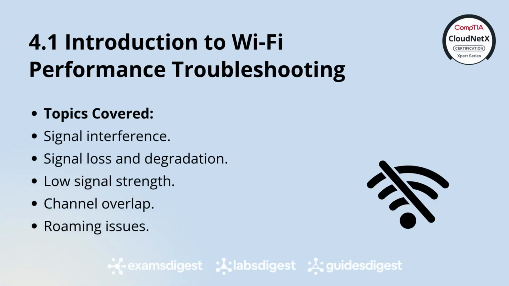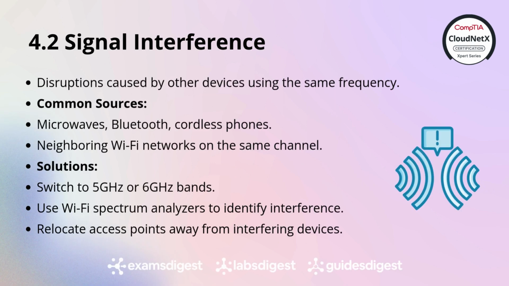Today, we're diving into a topic that affects almost everyone, whether at home, in the office, or in large enterprise environments: Wi-Fi performance troubleshooting. Let's begin with signal interference, one of the most common culprits behind poor Wi-Fi performance.